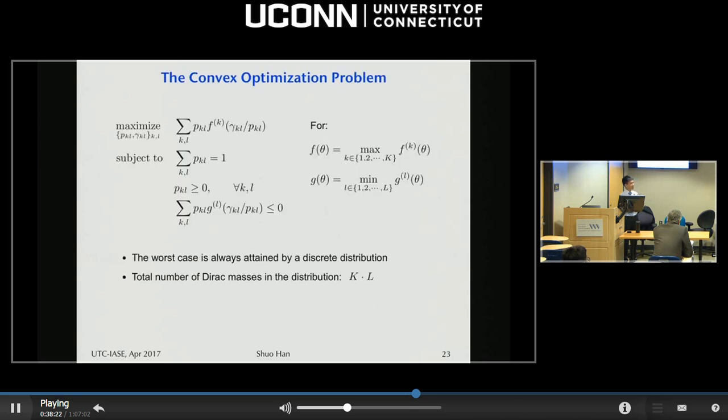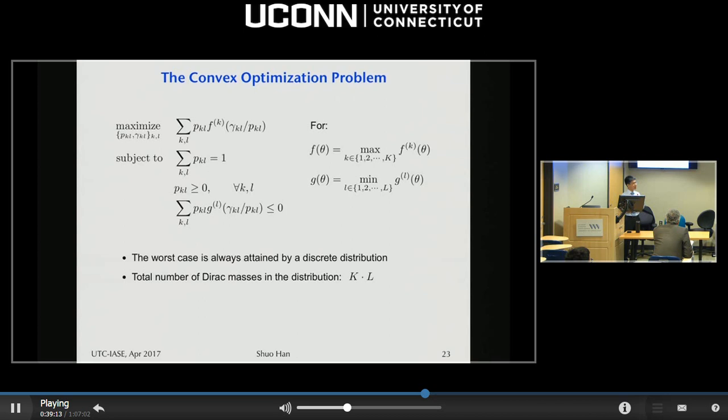Finally, let me show the form of the finite dimensional convex optimization problem that solves the problem of finding the worst case probability distribution. This part is not important, but the thing you actually want to focus on is the decision variables. Inside here is a pair, so you have P and gamma, and there are K times L of them, capital K and capital L. As it turns out, these decision variables have a meaning. They actually encode the location and weights of the probability masses in a discrete distribution.